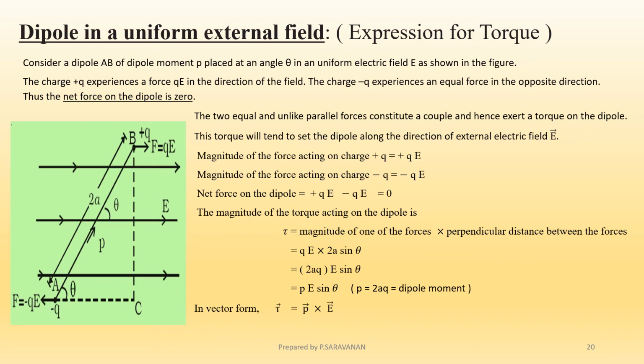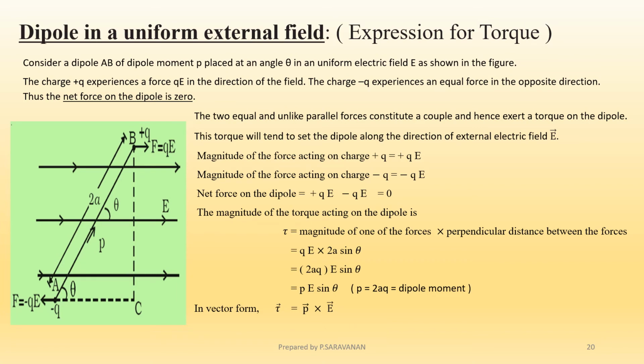Now, again look at the picture. The charge plus q will tend to rotate in the clockwise direction. It experiences a force F equal to qE. Similarly, the charge minus q will tend to rotate in the clockwise direction but towards the left, with the force F equal to minus qE acting on it. Now let us get into the derivation.